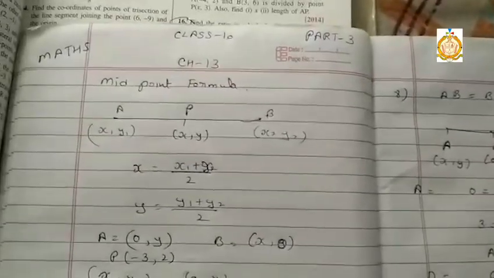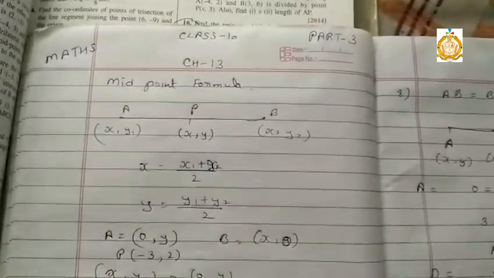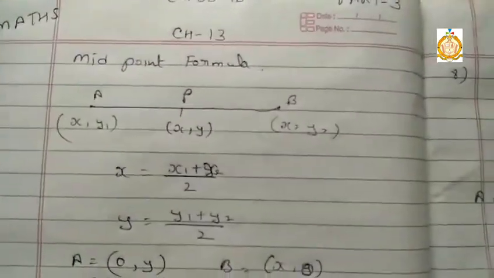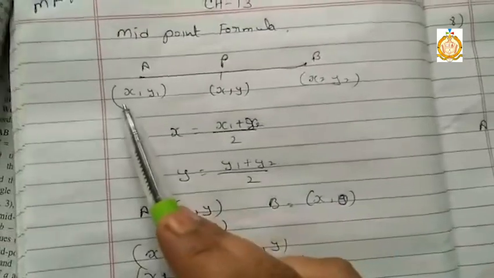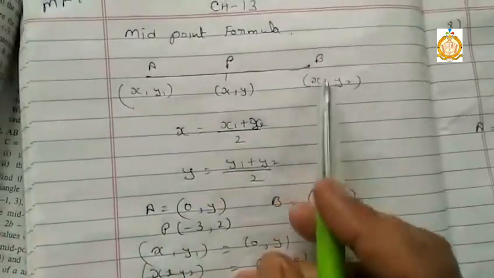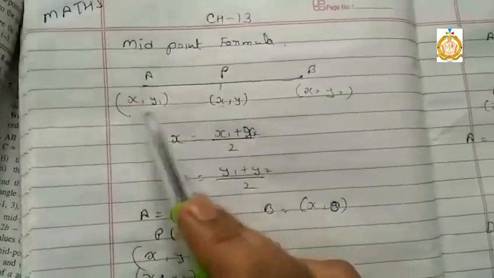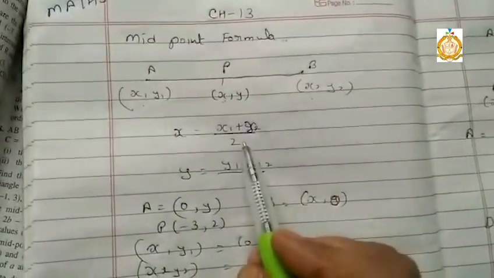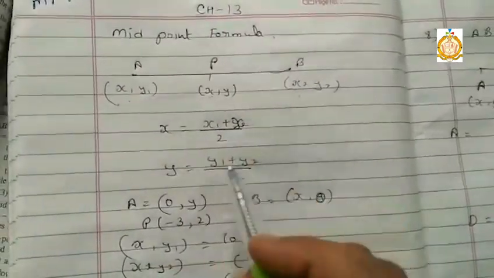I am going to explain the next concept of chapter number 13, that is the midpoint formula. See the midpoint formula. If P is the midpoint, and A and B 2 points are given, A represents x1, y1 and B represents x2, y2. If I want to find the value of x, it is x1 plus x2 divided by 2. If I want to find the value of y, it is y1 plus y2 divided by 2.